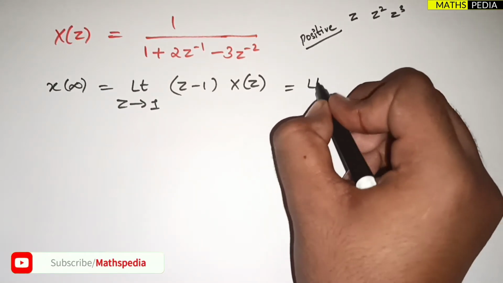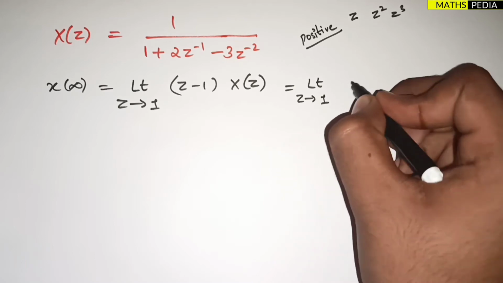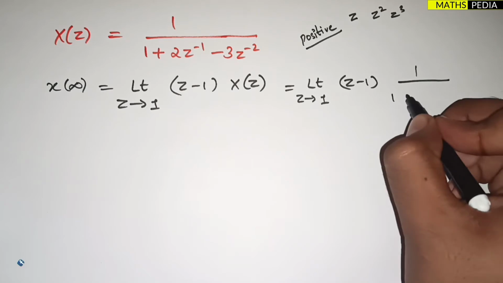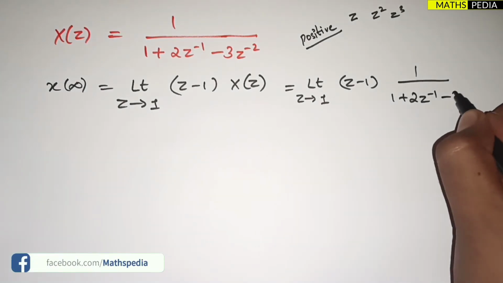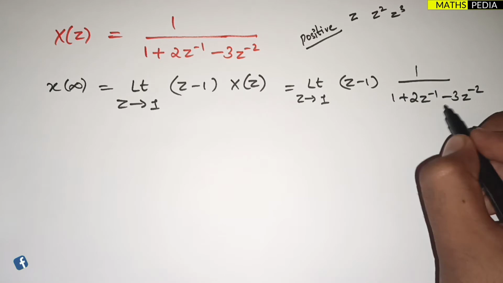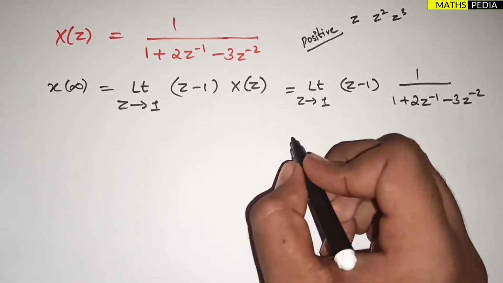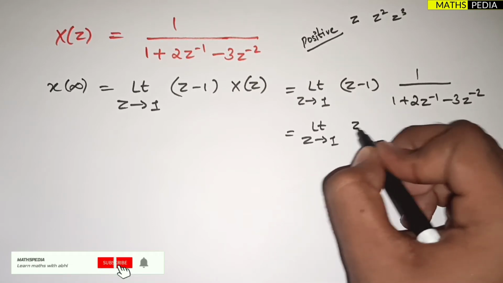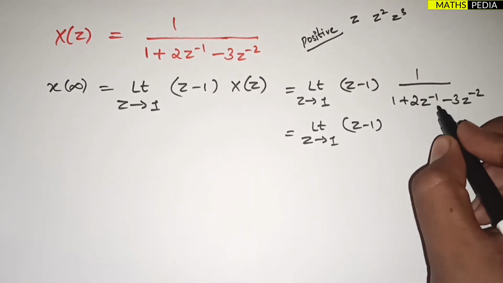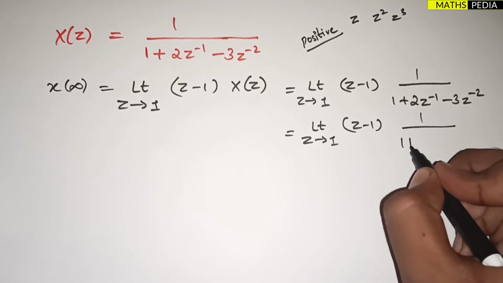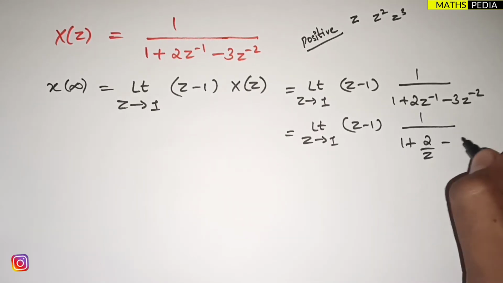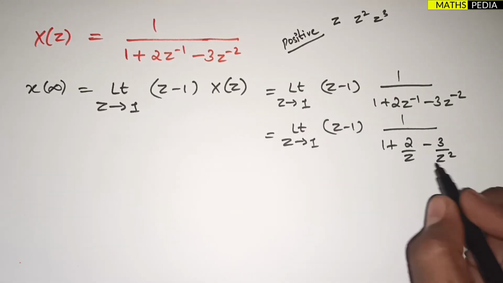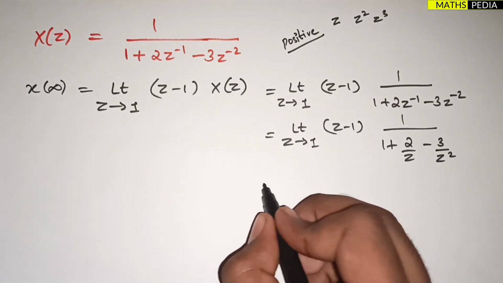Now when I substitute here, limit z tends to 1, z minus 1 into x of z value, I'll substitute here 1 by 1 plus 2 z power minus 1 minus 3 z power minus 2. As I said, the power should be positive, so I have to bring it into positive powers. So I'll write it in this form: 1 plus 2 by z minus 3 by z square. From this I can take LCM, right? LCM will be what? Z power 2, correct? So I can take LCM here.